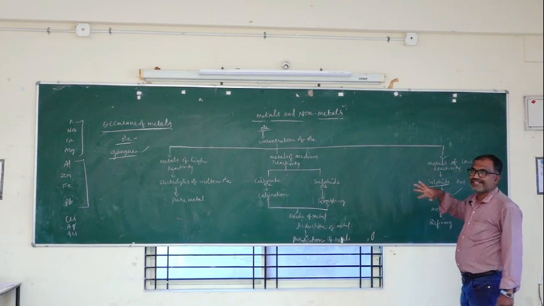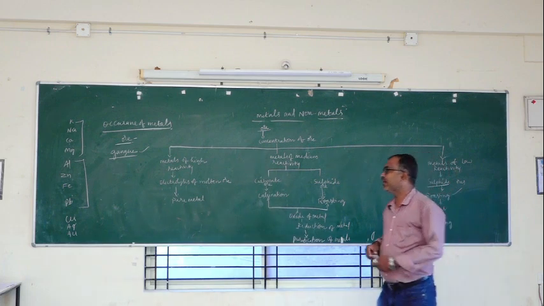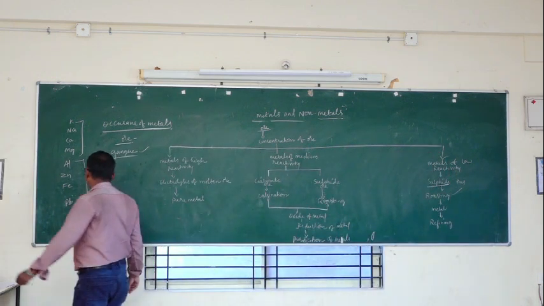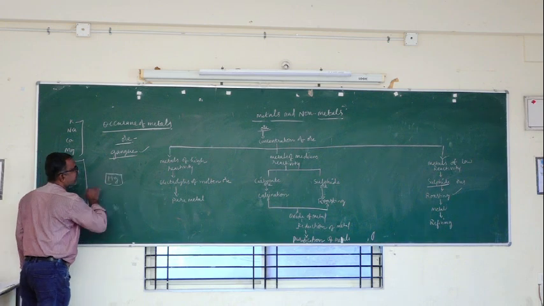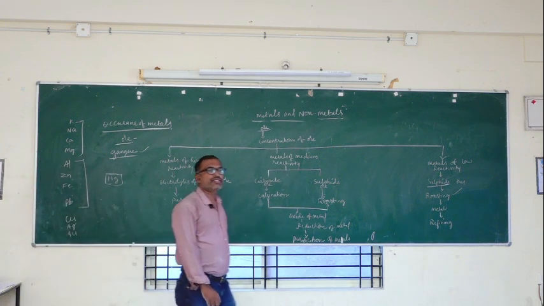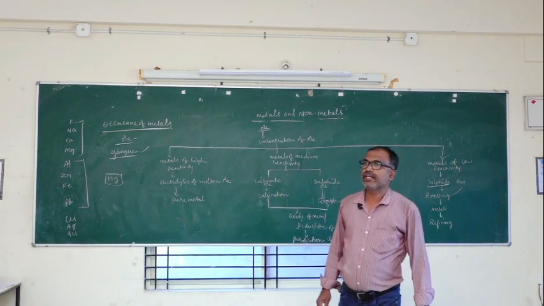So the first one, the example they gave, is a low reactivity metal. For example, here Hg. Hg is the example for the low reactivity series. Then mercury. Mercury is a low reactivity series metal.